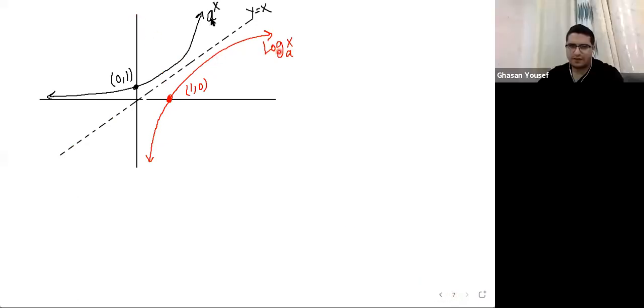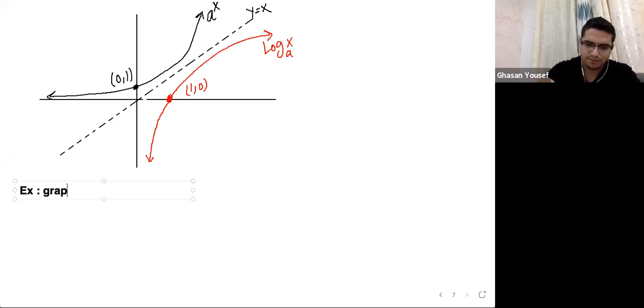So the relationship between the logarithm function and the exponential function is that they are inverse to each other around the line y equal x. Now we're going to learn how to graph any logarithm function by using transformation. So here we have an example.